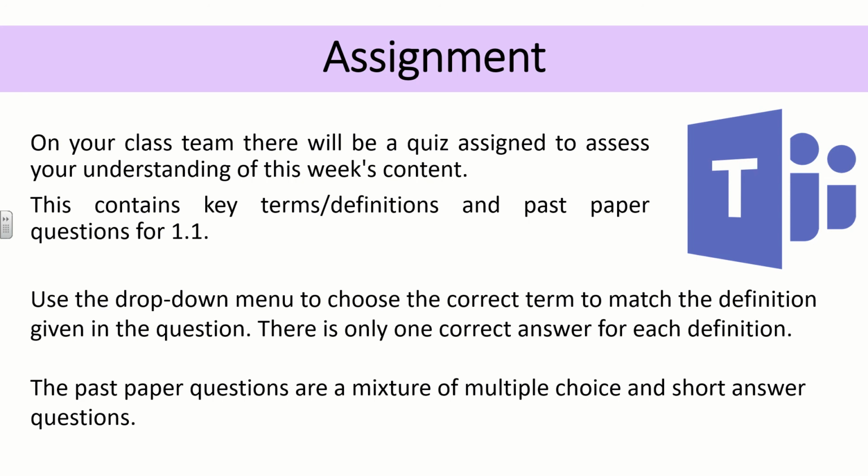So what you have to do during the assignment is use the drop-down menu to choose the correct term to match the definition given in the question. This is the first section of the assignment and it's your key terms for this 1.1 subtopic. There's only one correct answer for each definition. The next section of the assignment is past paper questions, which are a mixture of multiple choice and short answer questions. Throughout learning Nat 5, we will do a lot of past paper questions, as this is key to help you understand how you might be examined for this topic and to check your understanding of the subtopics so far.